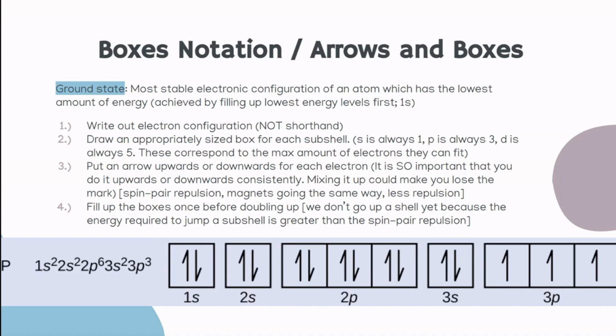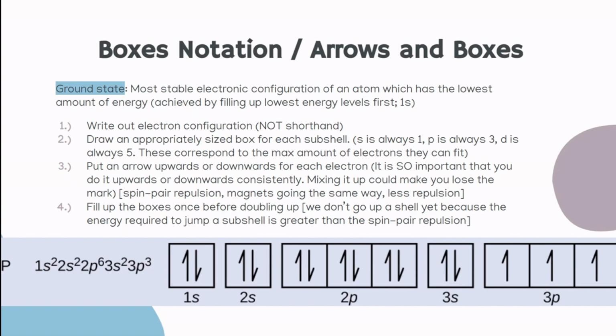But anyway, we have these boxes laid out for us, and I think you should label the boxes just like how they've been labeled here. That way you don't get confused at all. What we're going to do is put in arrows upwards or downwards for each electron, but you have to make sure you do whatever you do consistently.